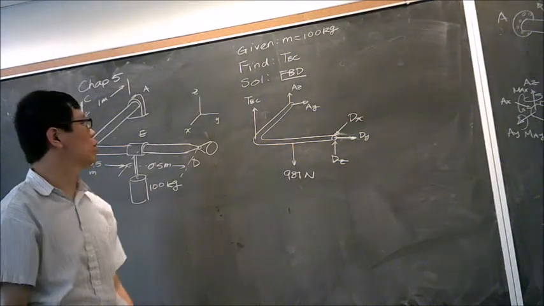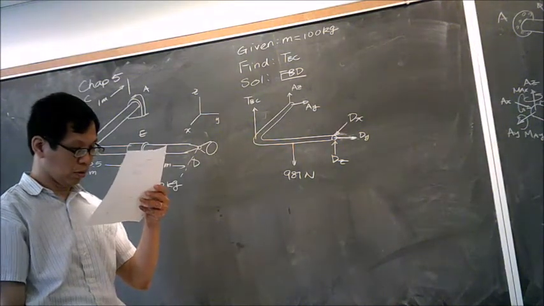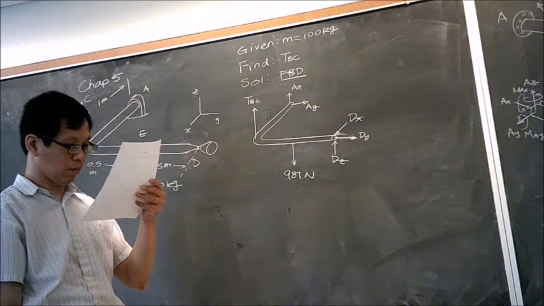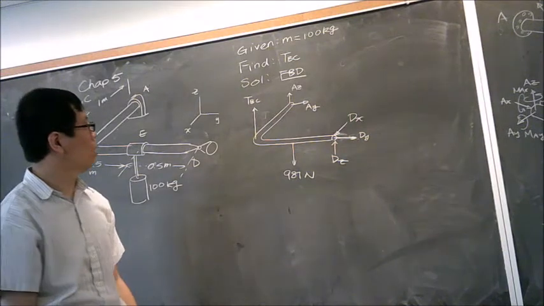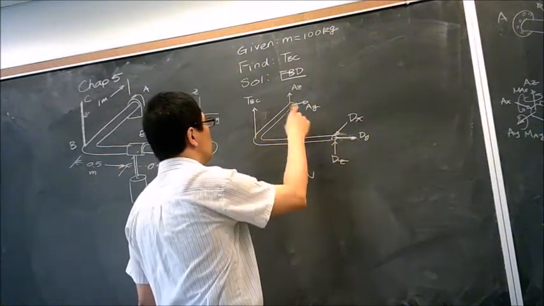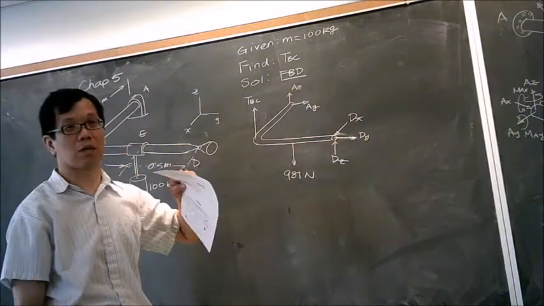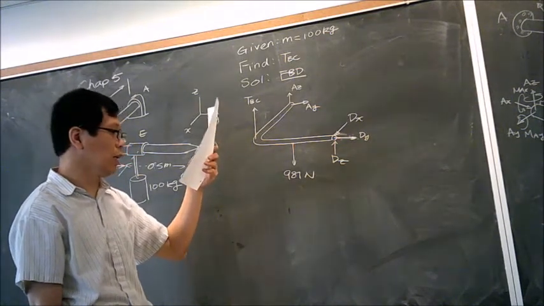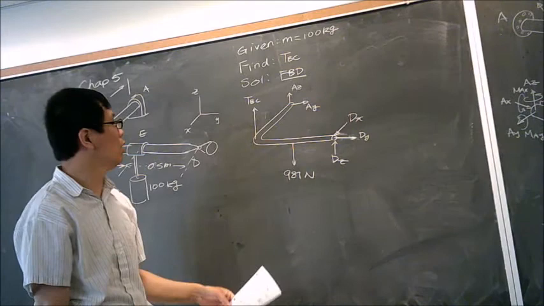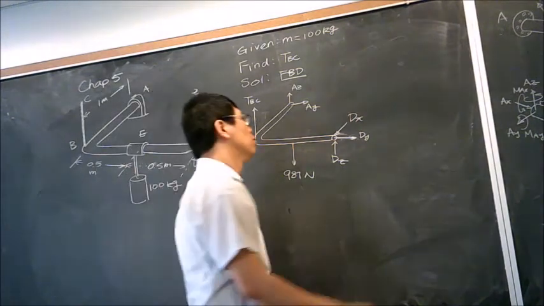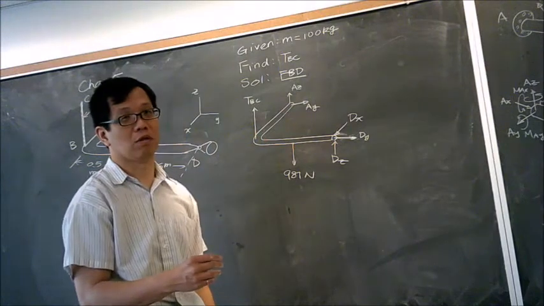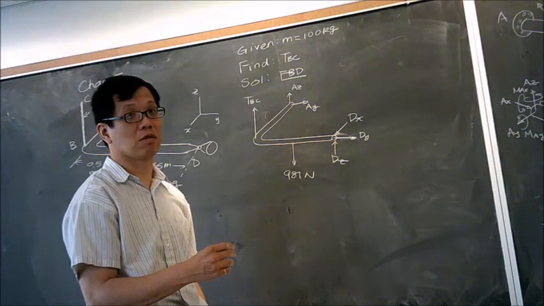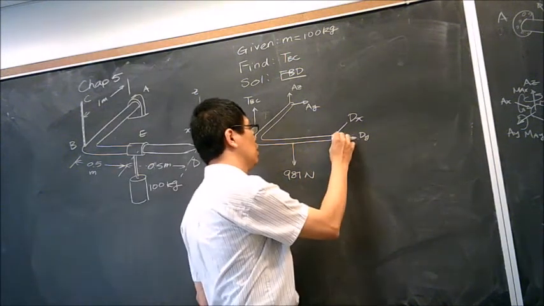Now, what is the approach? In this problem, how many unknowns do we have? 1, 2, 3, 4, 5, six. We have 6 unknowns, but only one known number, so it can be very tedious, but we can simplify everything based on what we have here. So let's do mathematics. I want to use the moment equation. Which point gives me the most number of unknowns? D. So I'm going to use this as my moment center.